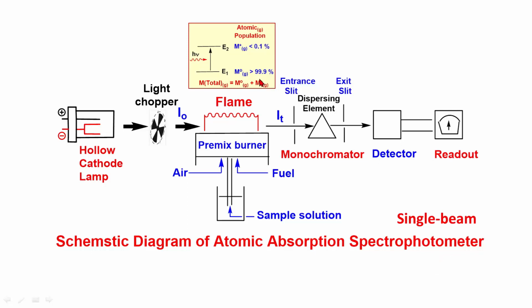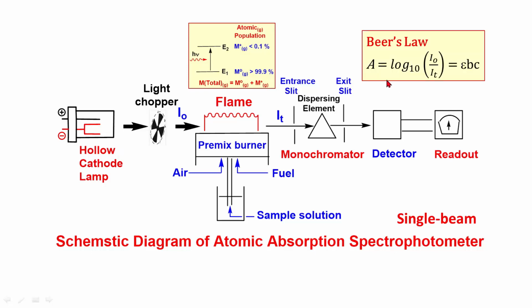The percentage of gaseous ground state atoms is more than 99.9%, whereas excited state gaseous atom percentage is less than 0.1% at the hottest temperature of any flame in atomic absorption spectrophotometer. These gaseous ground state atoms can be excited with the help of radiation given out by the hollow cathode lamp. Beer's law is applicable. A is equal to log of I naught by IT is equal to epsilon BC.